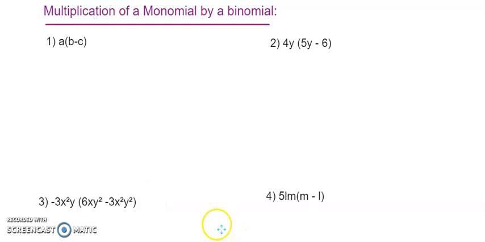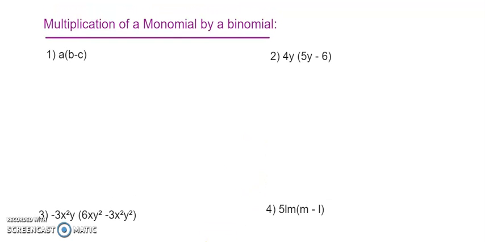Hello everyone. In this video, we'll be learning about multiplication of a monomial by a binomial. It is also called the distributive property, wherein the number which is outside the bracket is multiplied to both the terms inside the bracket. So what do we do? Here the a has to be multiplied with b and this a has to be multiplied with the c.